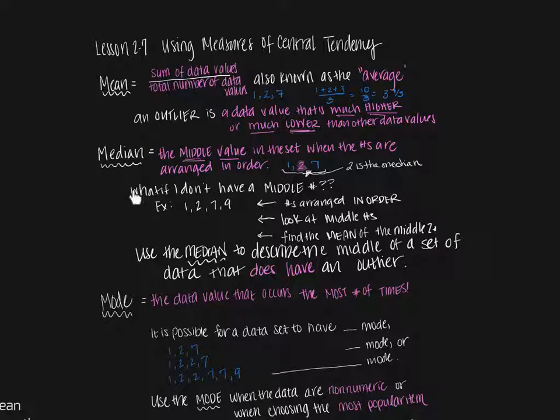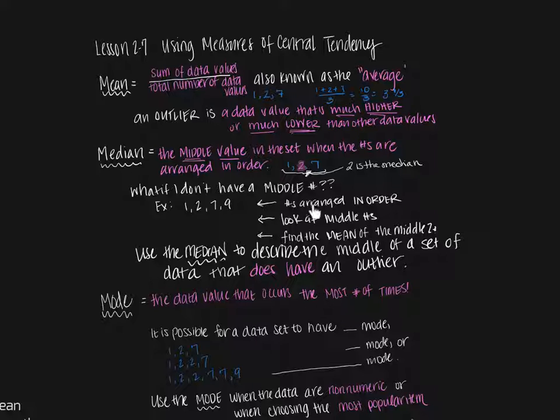Now, this brings up an interesting scenario. What if I don't have a middle number? So let's say that I take the ages of my 4 kids, and I want to know what the median age of my 4 kids is. I have kids ages 1, 2, 7, and 9. Well, I don't have a middle.